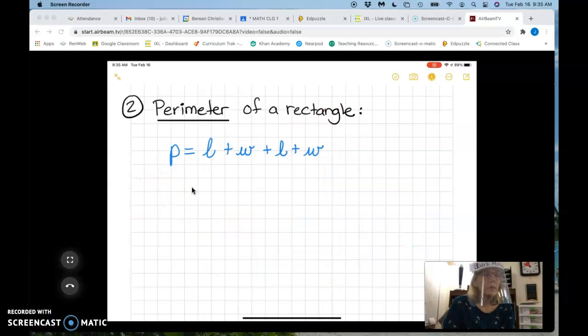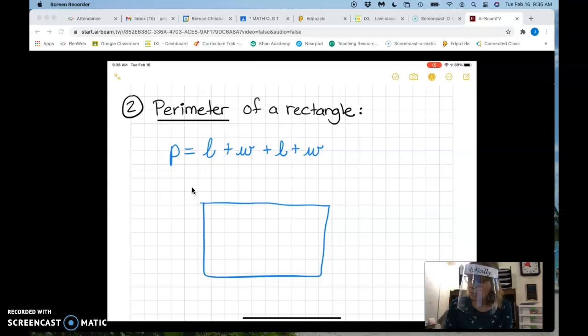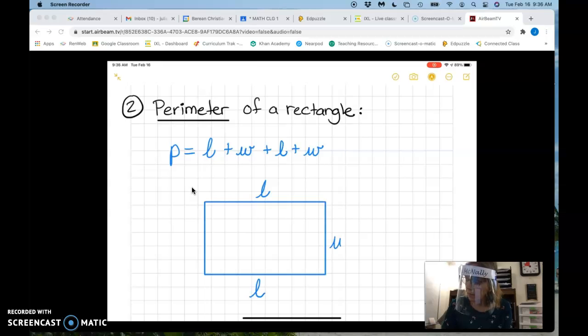The second formula we're going to learn this week is the perimeter of a rectangle. The perimeter of a rectangle is P, which stands for perimeter, equals length plus width plus length plus width. Now, on a rectangle, you have a length here and a length here and a width there and a width there. That's why we're just adding all the sides together. Sometimes you might see this formula like P equals S plus S plus S plus S. That just means side, like you're adding all the sides up.